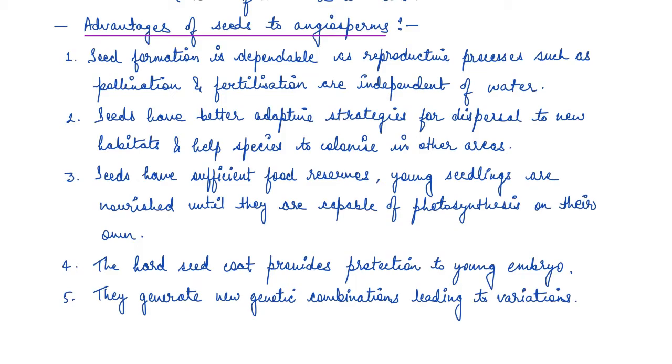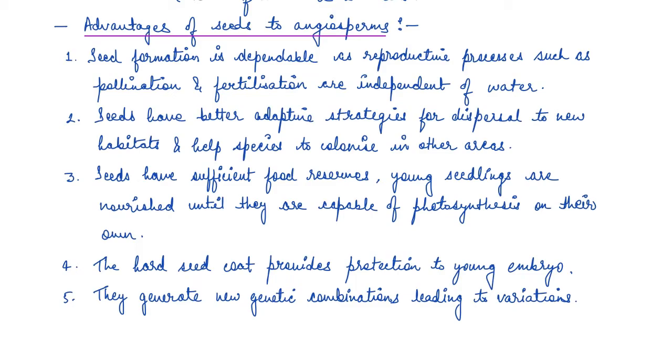So these seeds are very adaptive to various environments. They are not so fragile, and they are not so sensitive that you cannot grow them everywhere. It's very easy in the form of seed to grow all the plants, and that is why seeds of angiosperms have so many advantages, right?